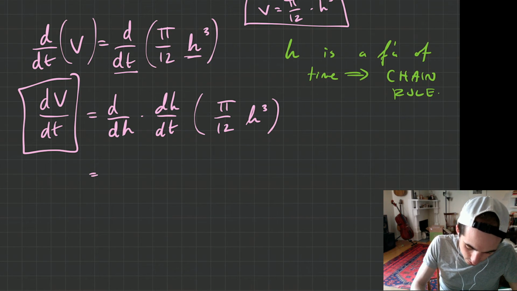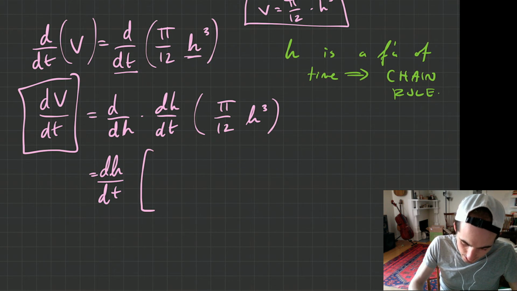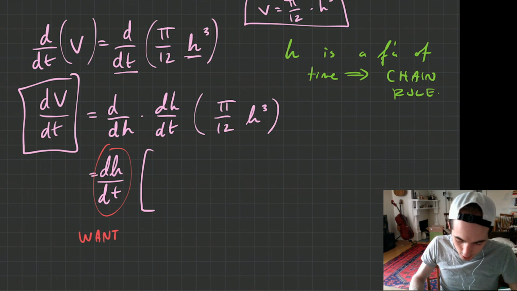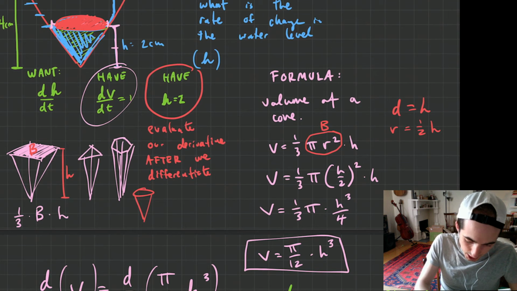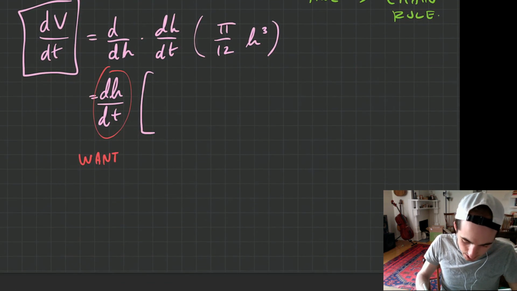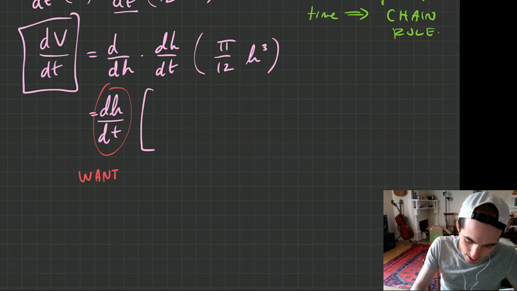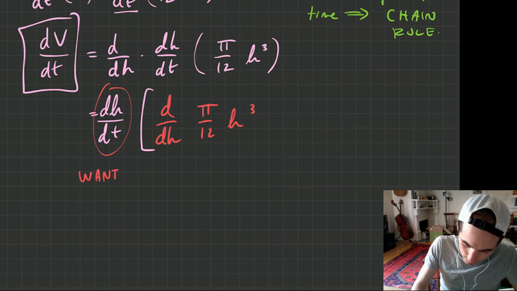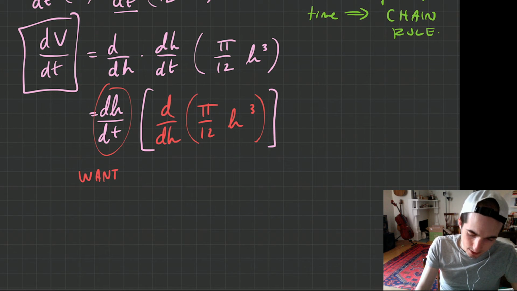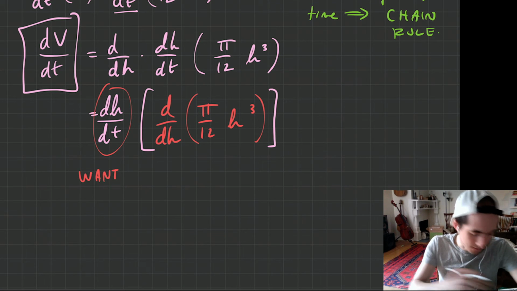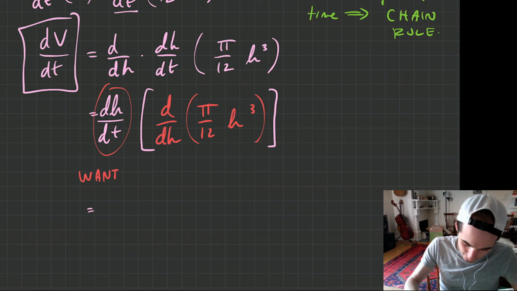So this is going to be equal to dh by dt out front, okay, because we know that this is what we want. This is the variable that we want, right? We want to know the rate at which the height is changing, right? This is the thing that we want, dh by dt. So there it is. And now we're going to solve d by dh of pi over 12 times h cubed. Okay, so almost there. I know I've gone over time, but live with it.